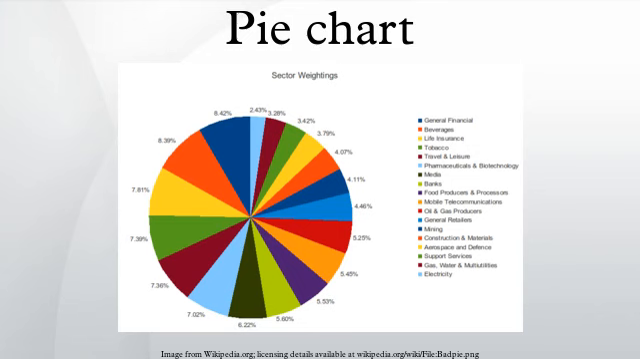A pie chart is a circular chart divided into sectors, illustrating numerical proportion. In a pie chart, the arc length of each sector is proportional to the quantity it represents. While it is named for its resemblance to a pie which has been sliced, there are variations on the way it can be presented. The earliest known pie chart is generally credited to William Playfair's Statistical Breviary of 1801.